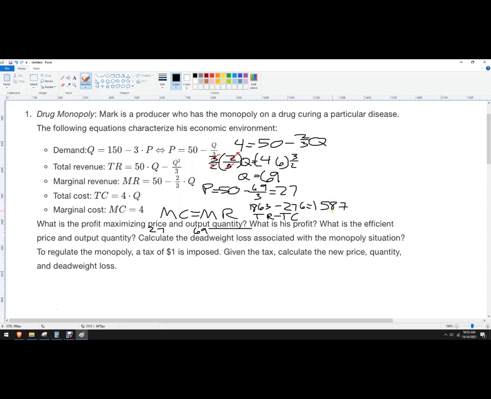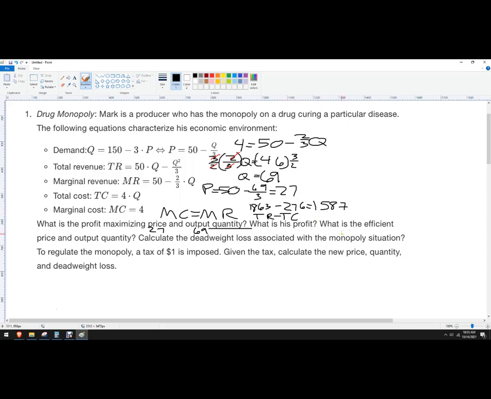So total profit is the difference between those two, and it's 1587. An alternative way to do that, faster probably, is to just calculate the per unit profit. We're going to sell each unit for 27, and each unit costs us 4 to produce. So that's a per unit profit, or marginal profit, of 23, and then you could multiply that 23 by 69. You'll get the same answer.